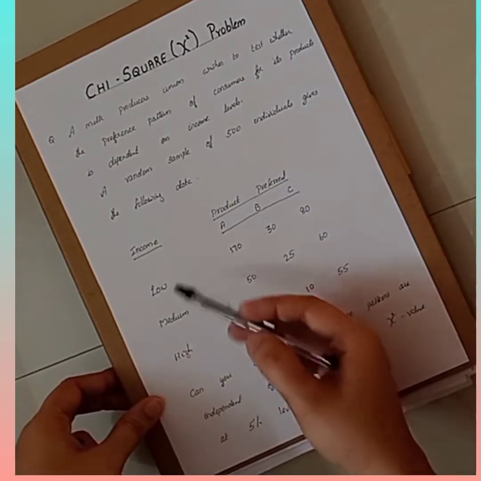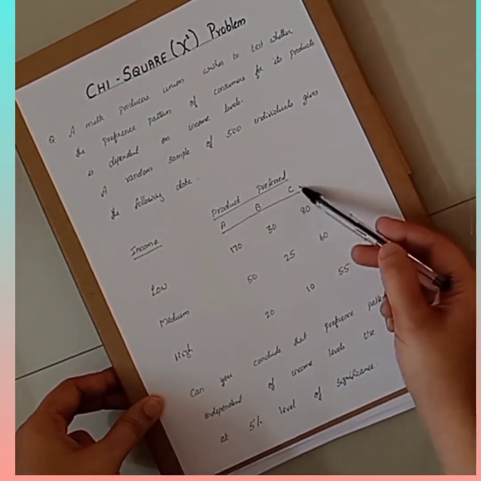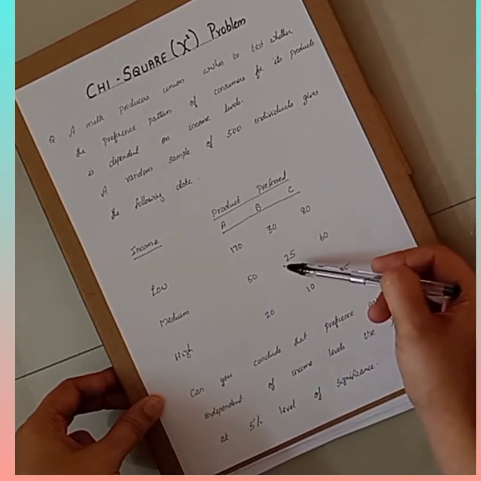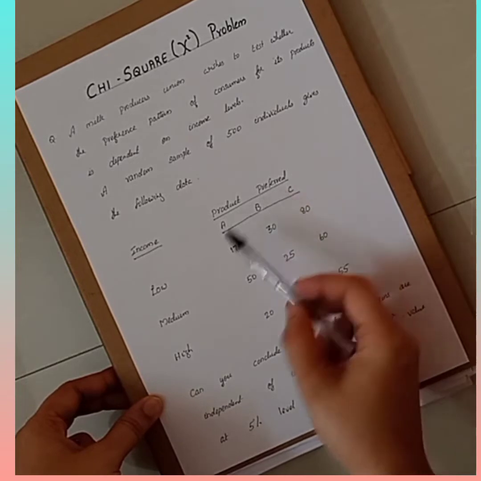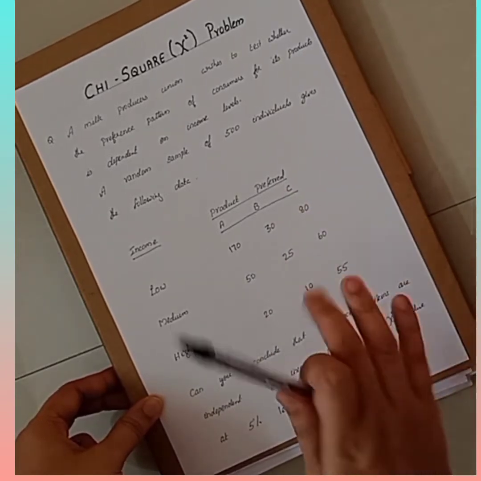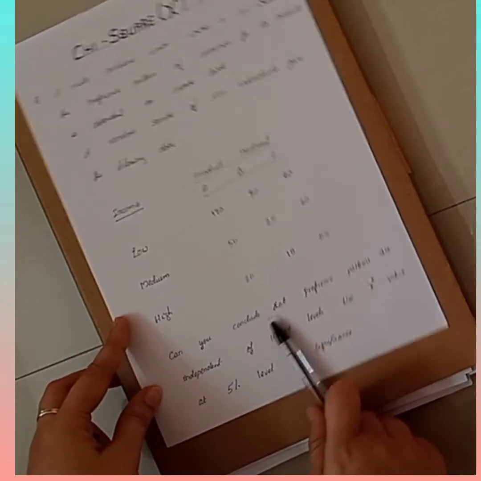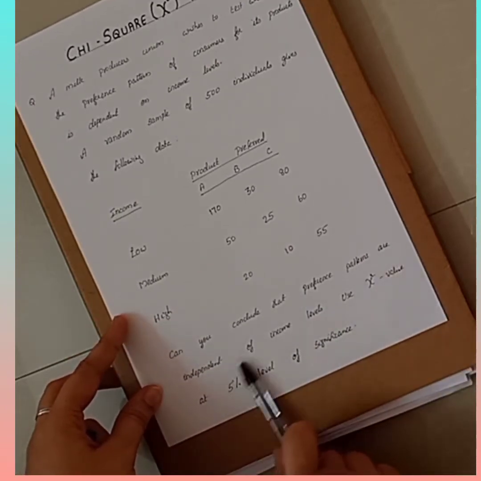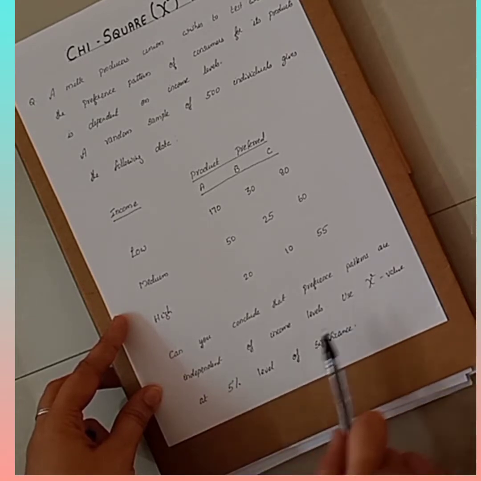So you have income levels, that is low, medium, high, and then product preferred, that is A, B, C. Okay, so the values are given. According to the income level, the product preference patterns are also given in this particular problem. Now the question is, can you conclude that preference patterns are independent of income levels? Use chi-squared value at 5% level of significance.